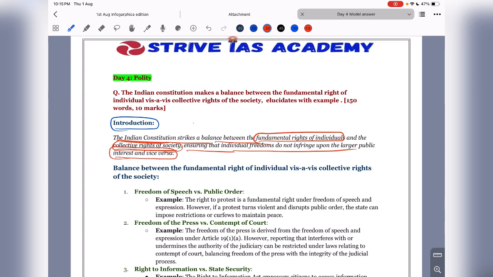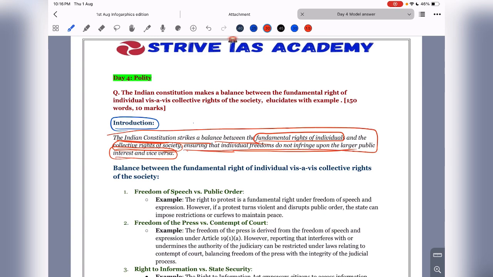That means our constitution makes a balance in such a way that the individual freedom you are enjoying should not impact the collective right of the society. For example, you have the freedom of speech and expression, but that doesn't mean you can go on speaking anything to anyone. You cannot defame, you cannot say anything to anybody, you cannot spoil anyone's image, you cannot abuse anyone, because this is a social collective right. Yes, you have the right to freedom of speech and expression, but at the same time you will also have to respect the rights of others. So this is what about the introduction.